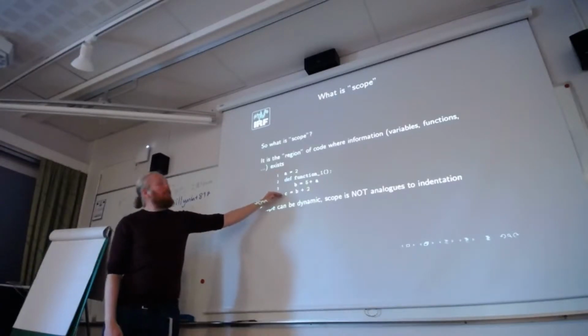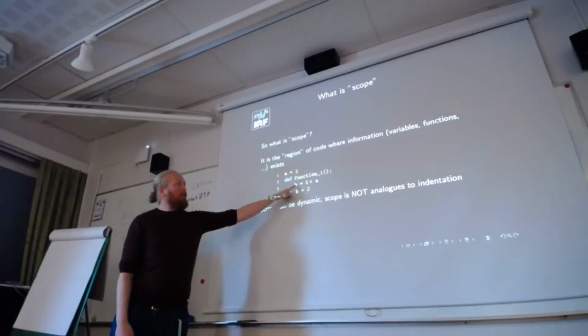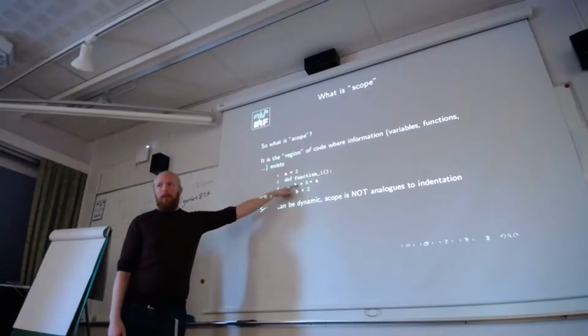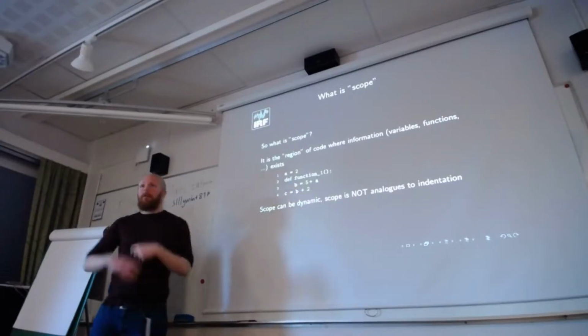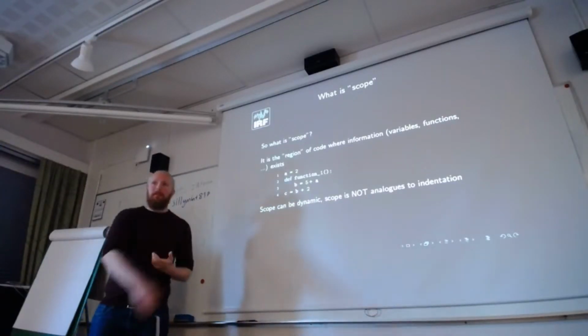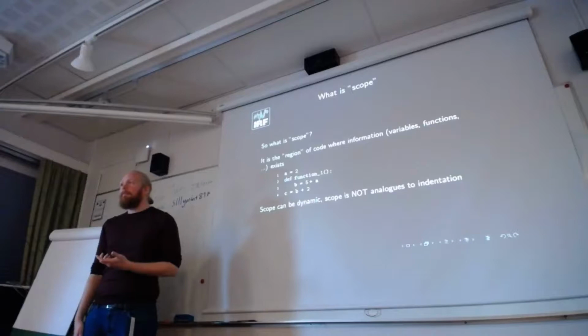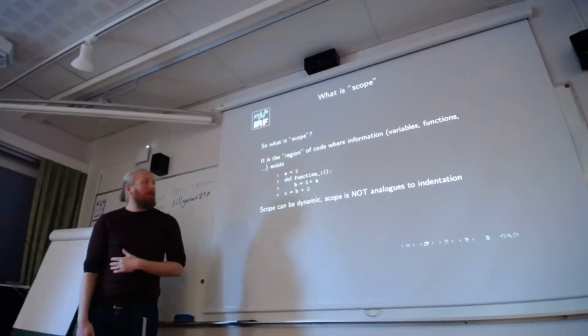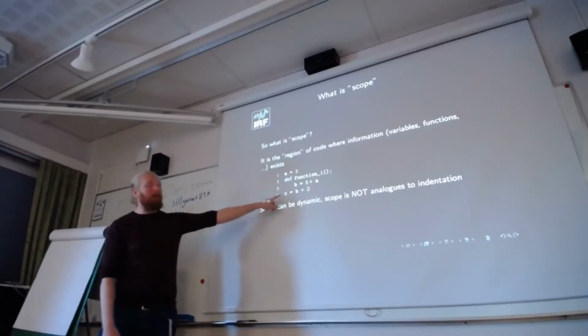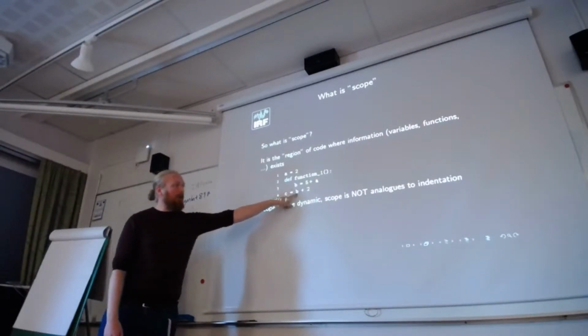But since B was defined inside this function, the scope of B is just line 3. You cannot access B outside this. So when I talk about scope, I talk about where you can access that piece of information in the code. Yes. But now in row 4, if you try to access B, is this wrong? Yes, this will error. This will not work because B is not accessible in this scope.